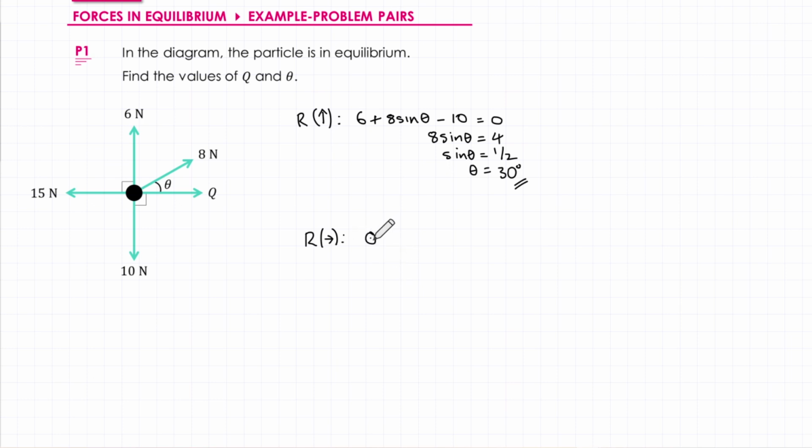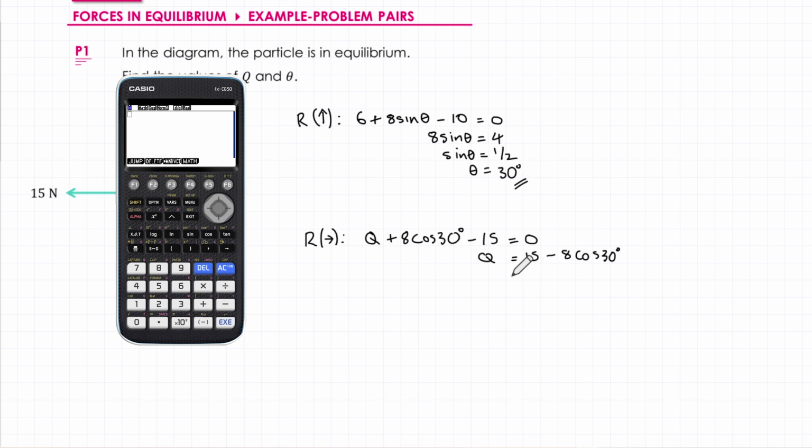So we have Q acting to the right. We have a component of the 8 Newton force. We're crossing the angle this time, so it will be 8 cos theta, where theta is 30. In the other direction, we've got a 15 Newton force, so that's minus 15. The 10 Newton force and the 6 Newton force are acting up the page, so can be ignored. Rearranging gives us Q equals 15 minus 8 cos 30. And if we put that into our calculator, we get 8.07 to 3 significant figures.